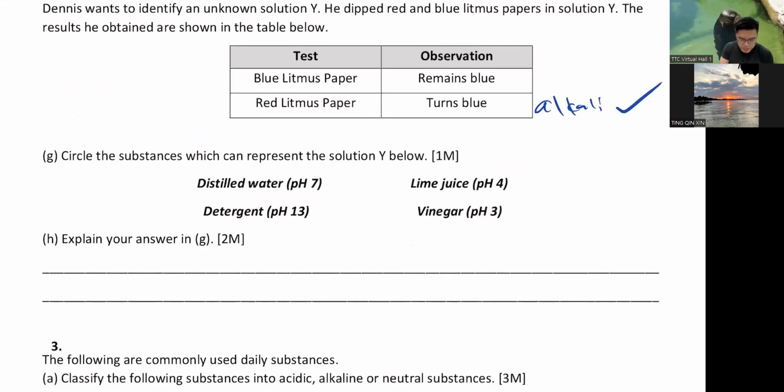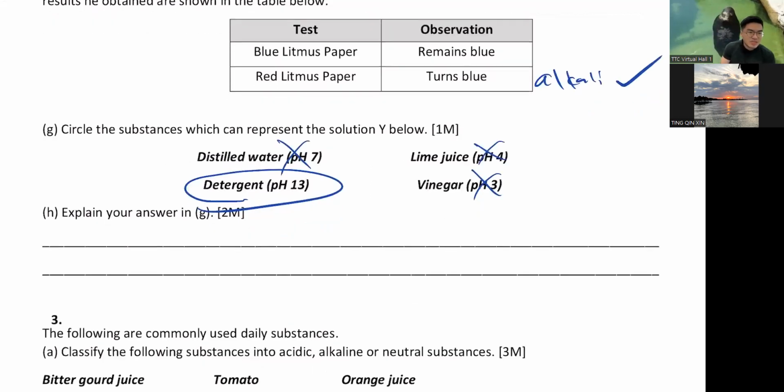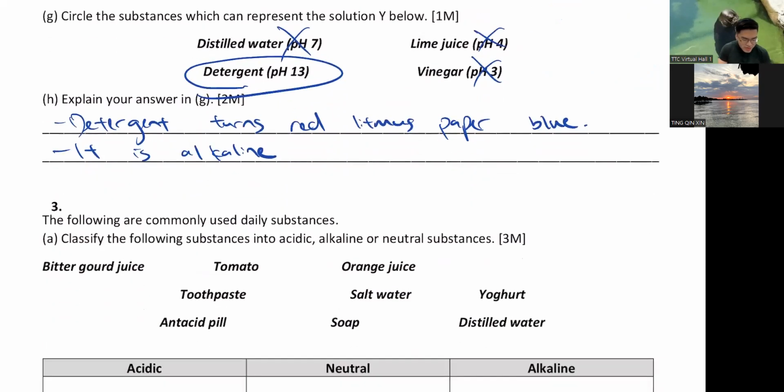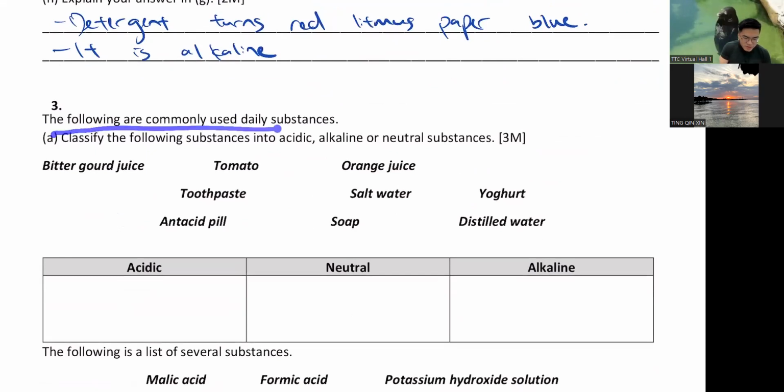So circle the substance that can represent solution Y below, that is alkaline. Distilled water no, lime juice no, vinegar no, detergent. Only one alkaline here, one basic. So explain your answer in G, you can say detergent turns red litmus paper blue. It is alkaline. Okay, it is alkaline, so it turns red litmus paper blue. Don't mix up red and blue! I have students who mix this up. It's like not knowing left from right, don't mix up left and right.